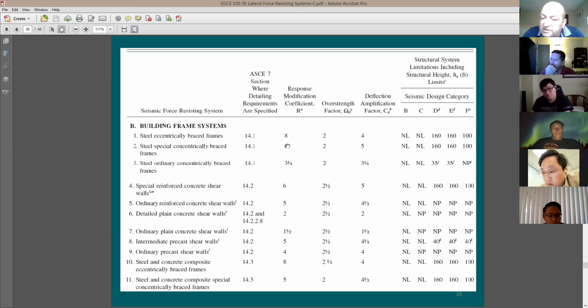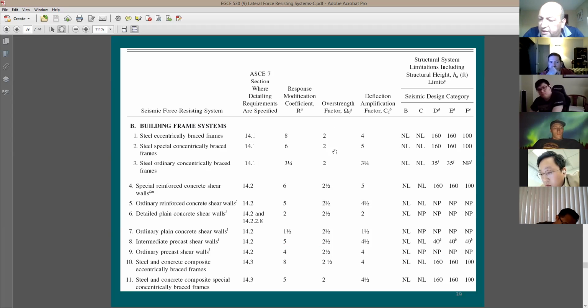So the concentric braced frame is going to have a lower value, which means it's going to be less ductile than the eccentric braced frame. Look at the ordinary concentric braced frame, 3 1/4 compared to the 6. So what is the big difference between the two? You can say the difference is going to be in detailing, in design of certain structural members. And we're going to see this when it comes to moment frames.